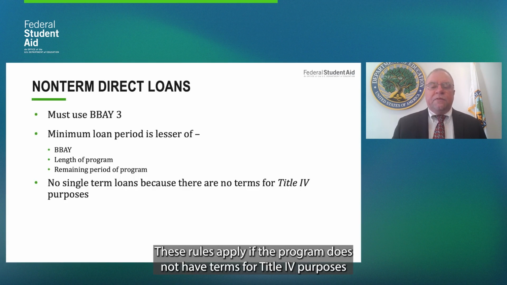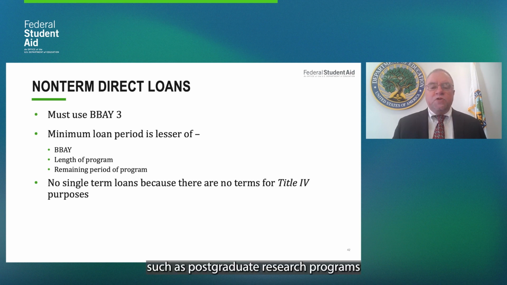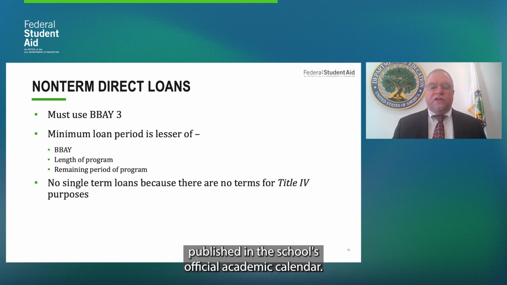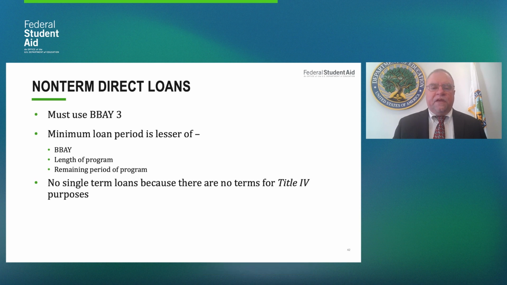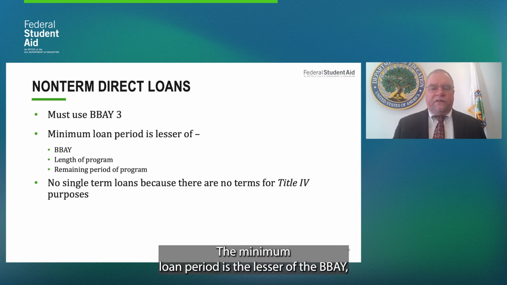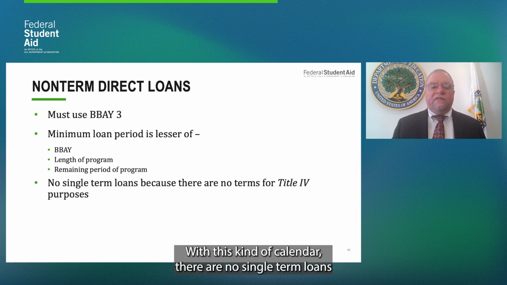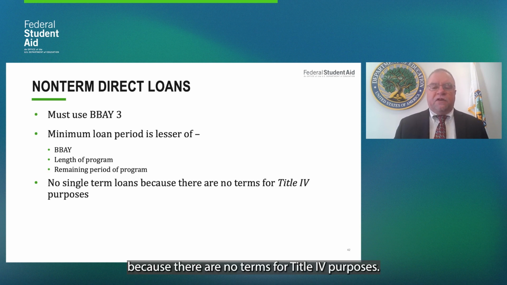These rules apply if the program does not have terms for Title IV purposes, such as postgraduate research programs, where coursework is not scheduled to begin and end within the term dates published in the school's official academic calendar. For programs like this, you must use BBAY 3. The minimum loan period is the lesser of the BBAY, the length of the program, or the remaining period of the program. With this kind of calendar, there are no single-term loans because there are no terms for Title IV purposes.